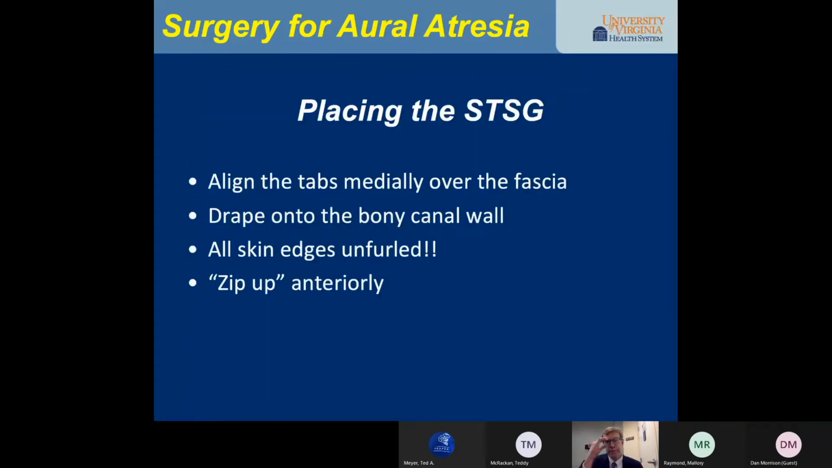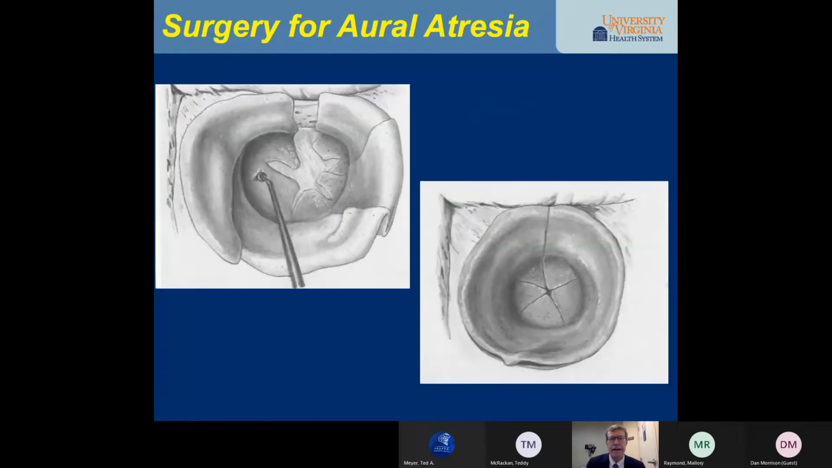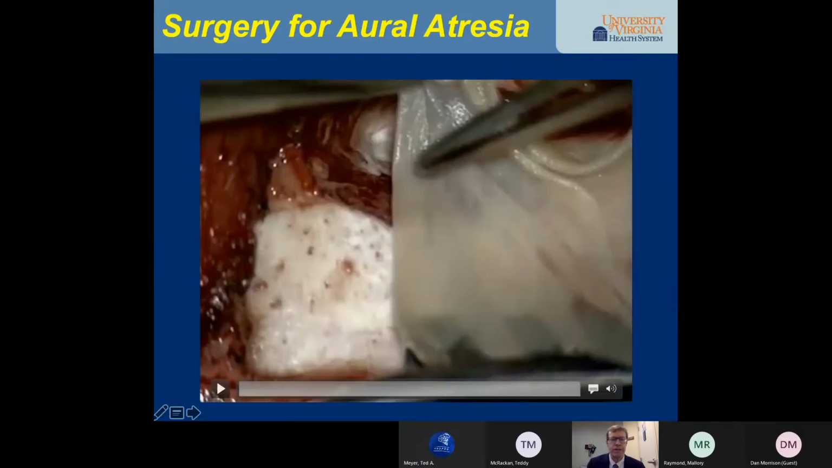Split thickness skin graft is hard. It's really hard. There are no two ways about it. It takes time, it takes practice. You've got to deliver the graft down into the medial canal and align those tabs over the fascia graft and make sure that the tabs are covering the entire fascia graft. You want the entire thing covered by the epithelium of the skin graft.